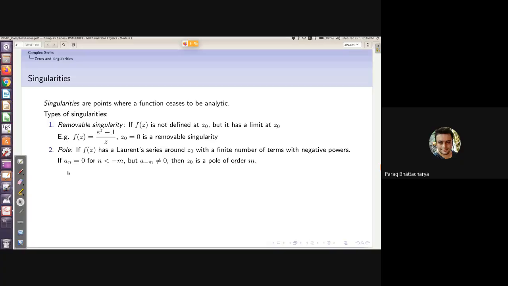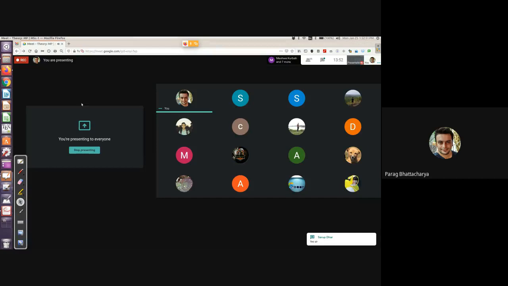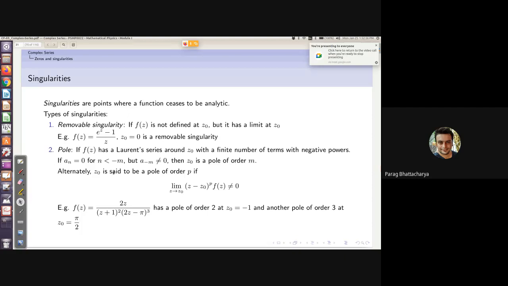Okay, so this is the same thing. Just one more example is there. You can go through this example.